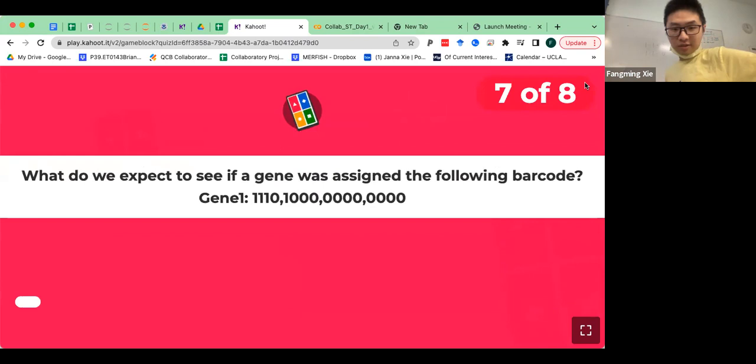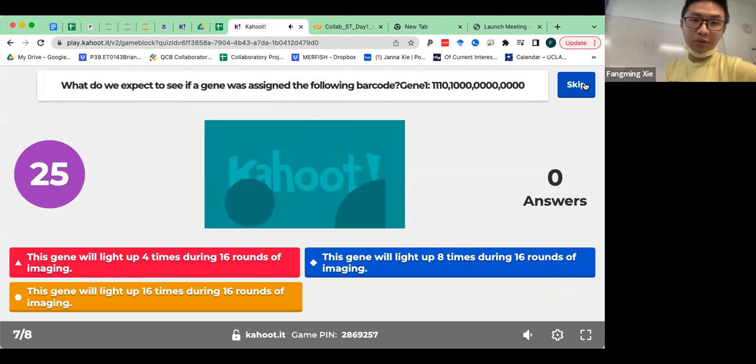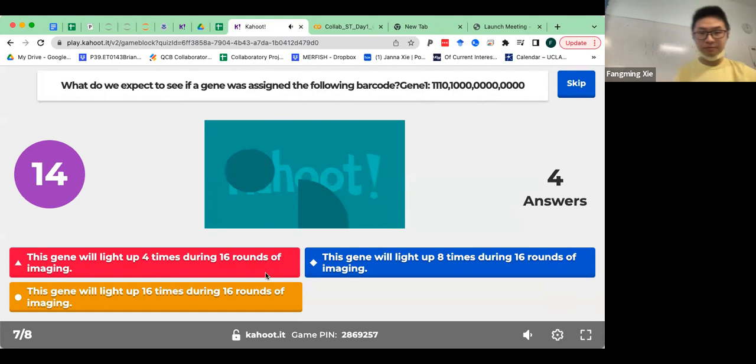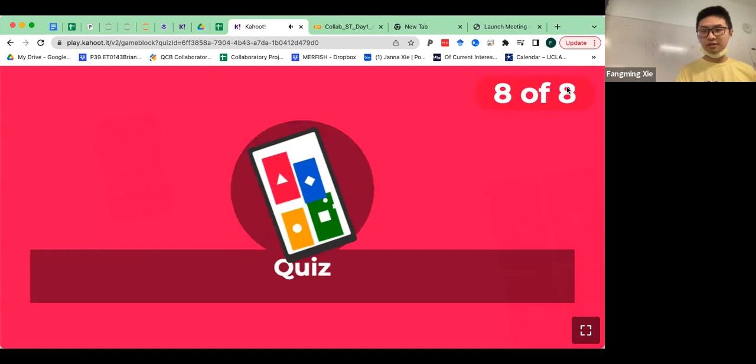What do we expect to see? Oh, something is cut off. It's correct. What do we expect to see if a gene was assigned the following barcode? 1 1 1 followed by 0, then 1, then all zeros. Yeah, it'll light up four times because it has four ones. Zero means dark, one means light.